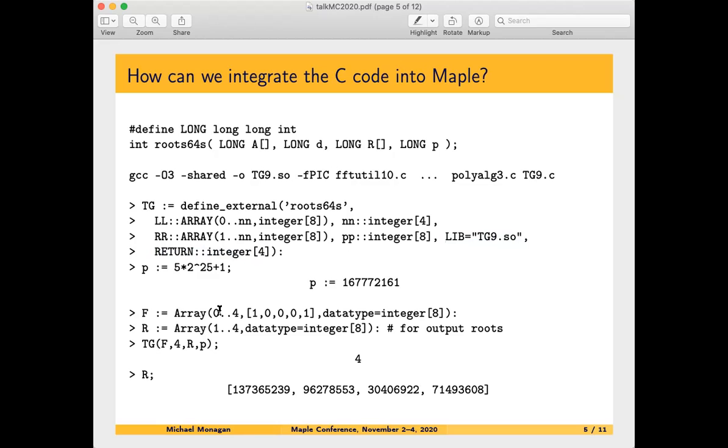And here's a little example. I've input a prime, and down here I've input the polynomial. This is the polynomial x to the 4th plus 1. And I've created an array for the output roots. I've executed it from Maple. It returns it found 4 roots, and the roots are down the bottom, and they are the same roots that I showed previously. So this is a way to get Maple to be able to call the C code. I found it actually quite straightforward to do this.